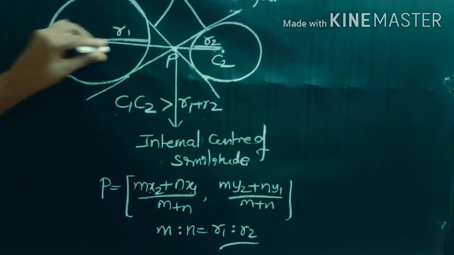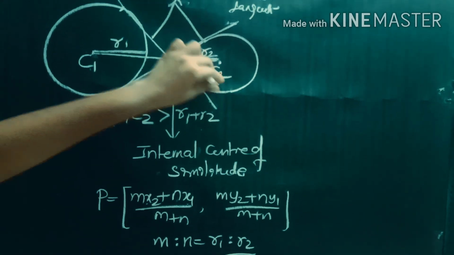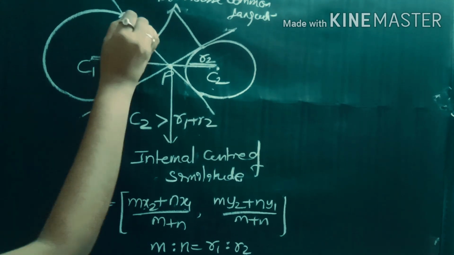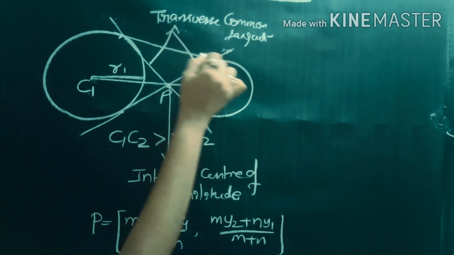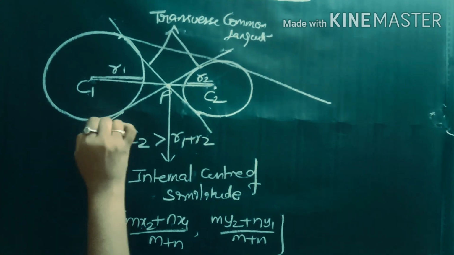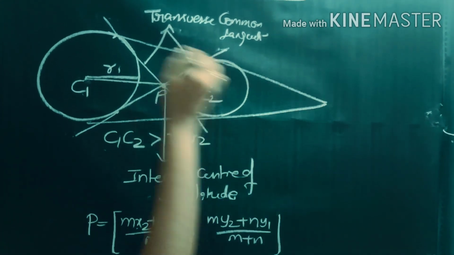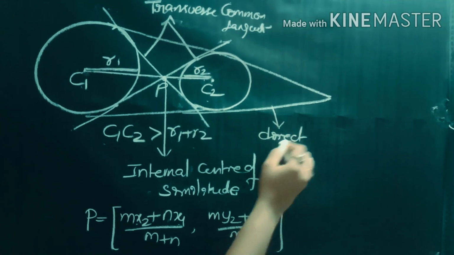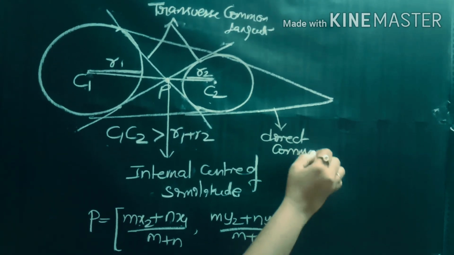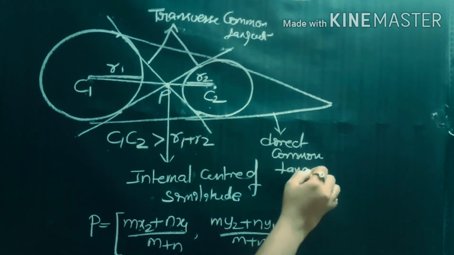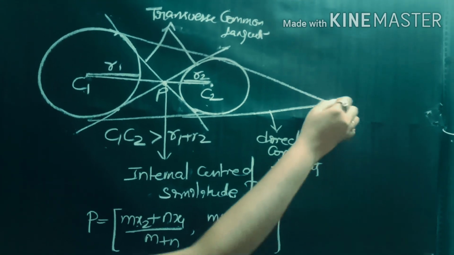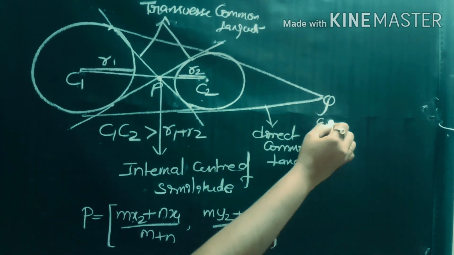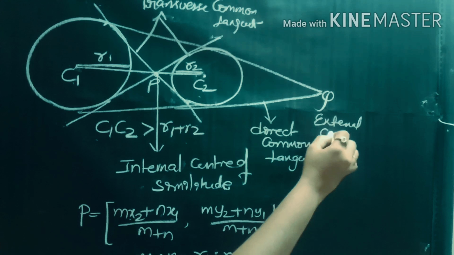So here, if the two circles don't intersect, we take the two common tangents, and the other two common tangents are, this is another common tangent and this is also another common tangent. Now these two common tangents are called the direct common tangents, and this is the point of intersection of the direct common tangents. This is called the external center of similitude.